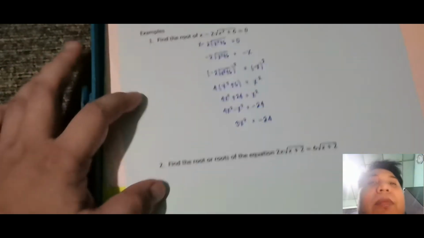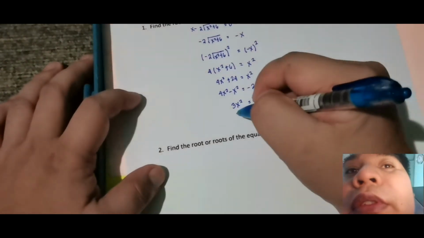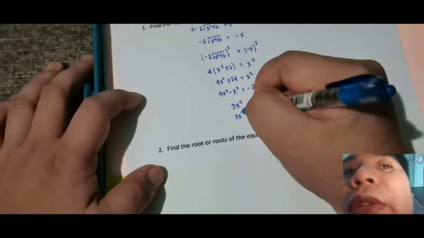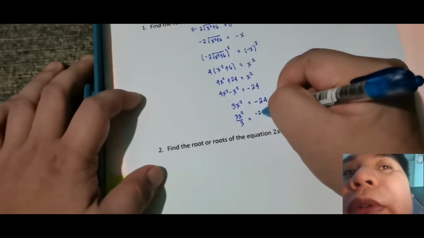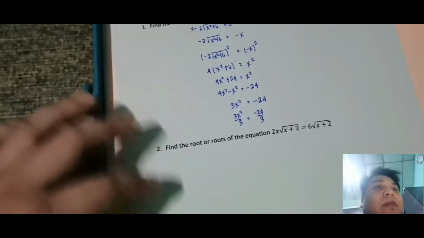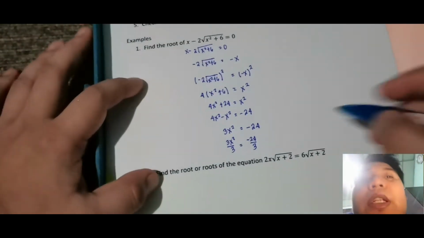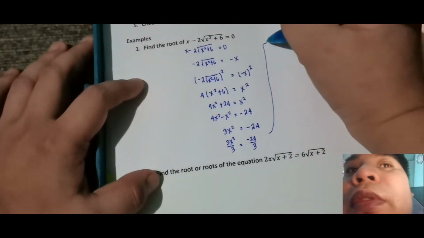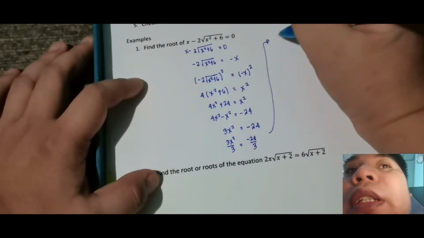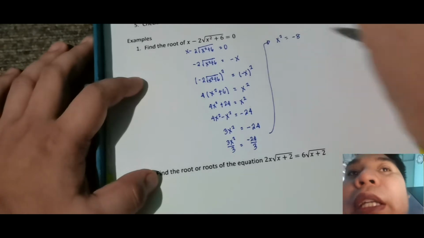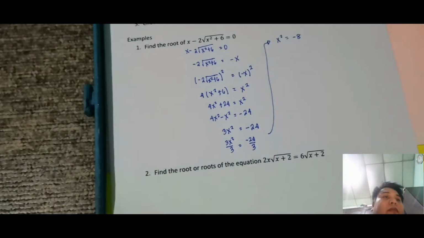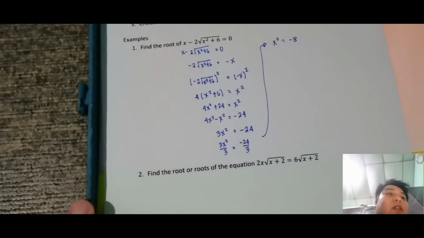Okay, then divide both sides by 3. So that is 3x squared over 3 equals negative 24 over 3. Okay, then sundan na natin. And that is x squared equals negative 8. Okay, so dyan mapapaisip ka, sir, ano bang square root nyan?